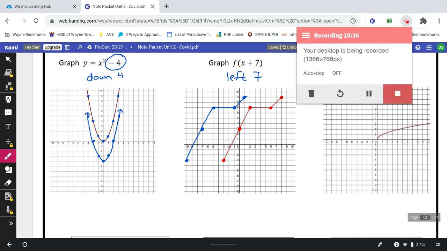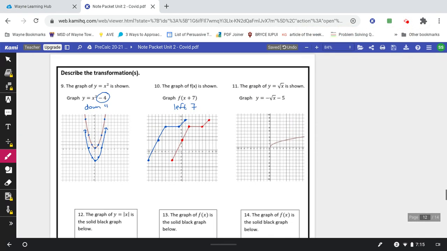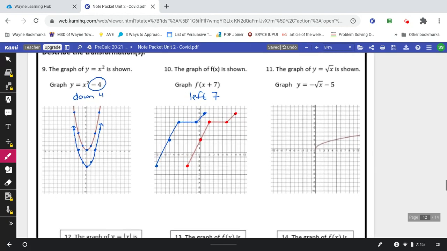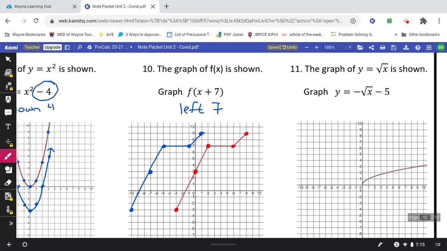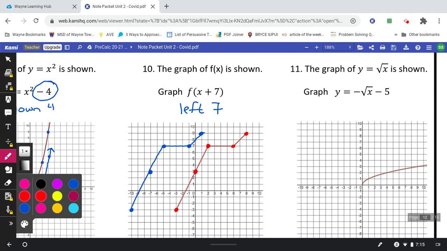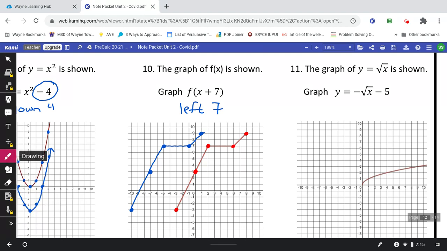All right, on the next one, it's problem number 11. It says the graph of y equals the square root of x is shown, and they want us to graph y equals negative square root of x minus 5. So let's think about what's happening on this graph, what the transformations are. I've got a negative in front, which means I'm going to flip this top to bottom. I also have this minus 5 here.